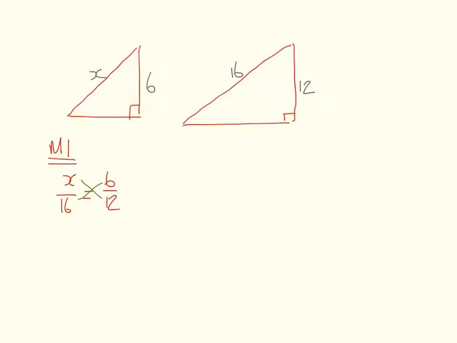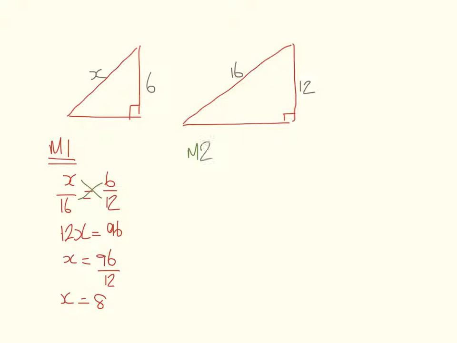When I cross multiply, x multiplied by 12 gives me 12x, and 16 multiplied by 6 gives me 96. Because I just want x, I will divide by 12 to get rid of it. So x equals 96 divided by 12, which gives me 8. Okay, now that I know x is 8, that's done. Let's have a look at method 2.